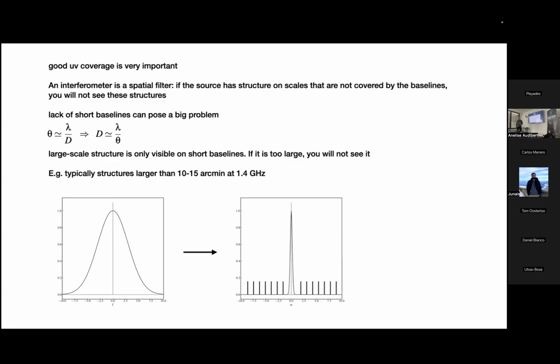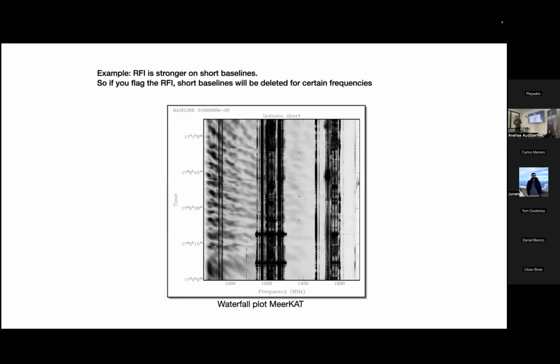Typically, this is not a big problem. For example, for the typical telescope, that's the work we have got at 1.4 gigahertz. This starts to become a problem for structures larger than 10, 15 arc minutes. So very large scale. So your typical galaxy, it's fine, not a problem. But you can run into some very interesting problems. Very nice example.